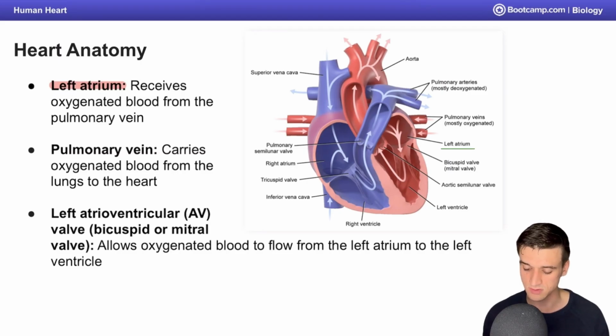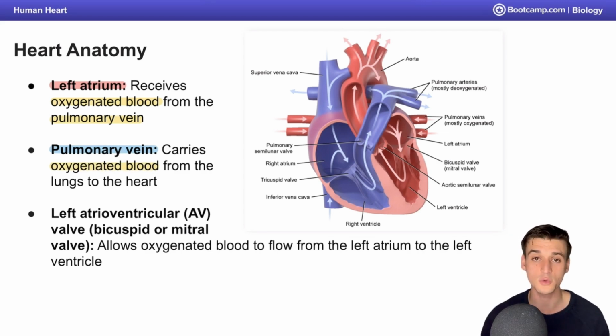Remember, atria receive blood, and in this case, it's going to be oxygenated blood that we receive from the lungs via a structure called the pulmonary vein. Again, pulmonary here does refer to the lungs, but in this capacity, we're talking about a vessel that is bringing blood from the lungs back to the heart. And of course, as we mentioned, this is newly oxygenated blood from the lungs.